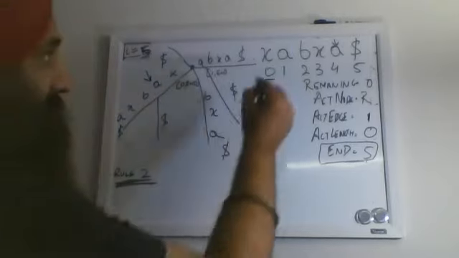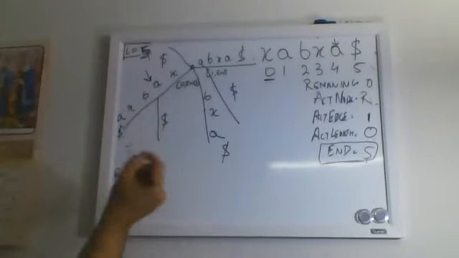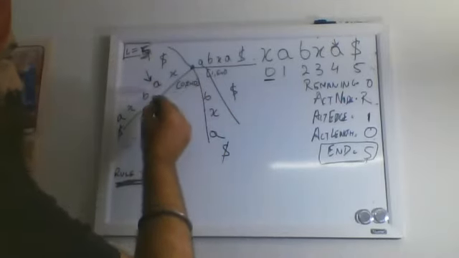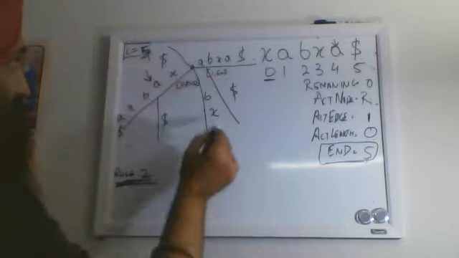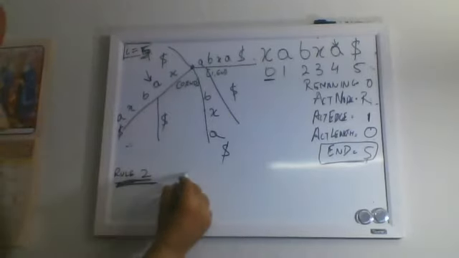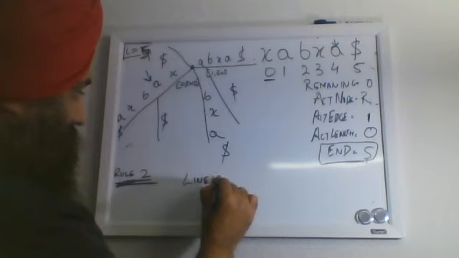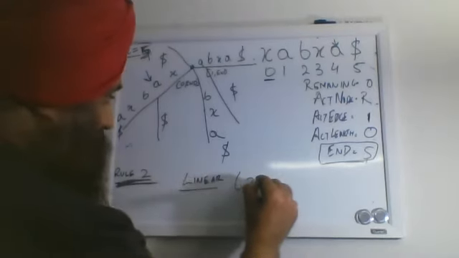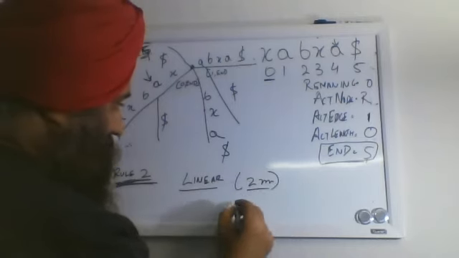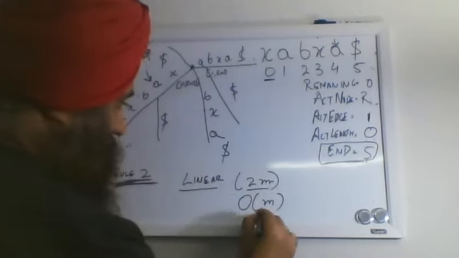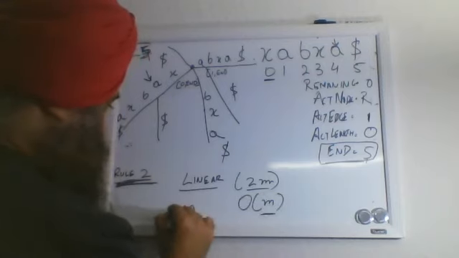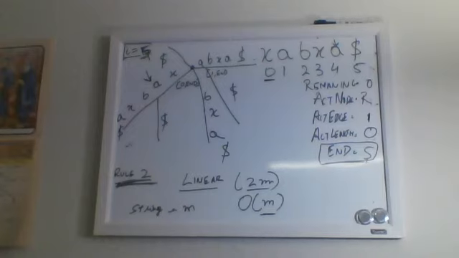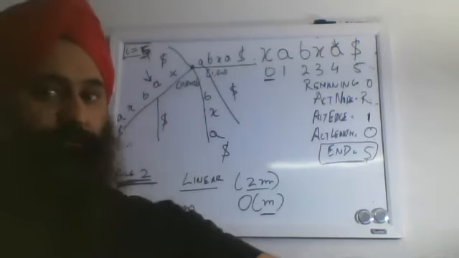Now let's see if all the suffixes are there or not. XA, BXA dollar is there. A, BXA dollar is there. BXA dollar is there. XA dollar is there. A dollar is there and dollar is there. So this is your linear time. If you do a time analysis, it gets the job done in approximately 2 of m, which is again big O of m, where m is the size of the string, right?